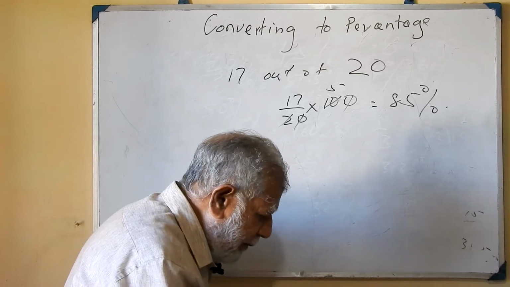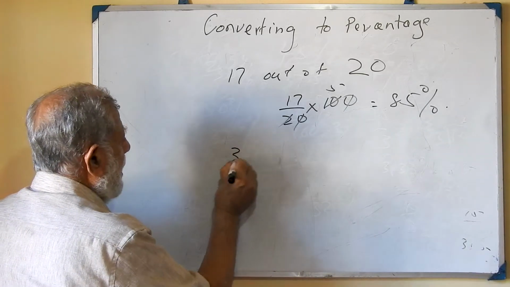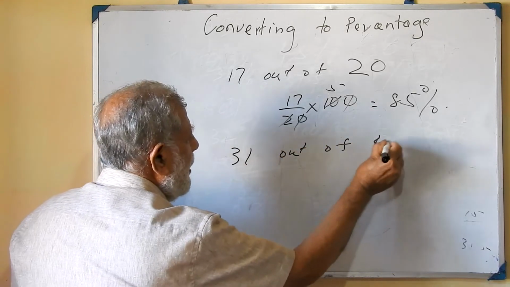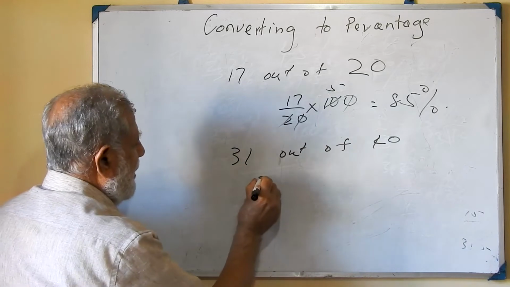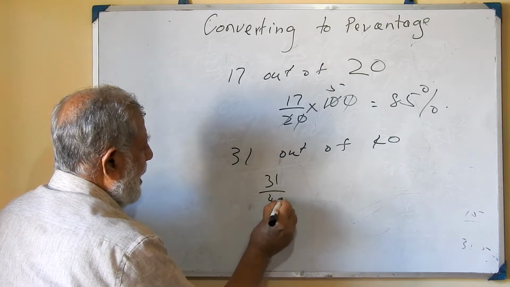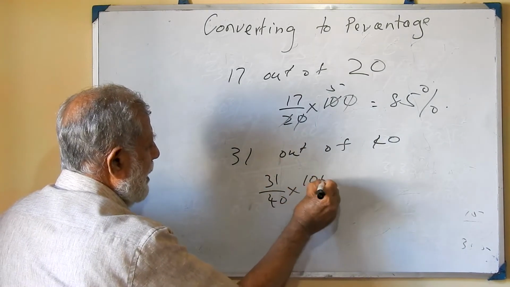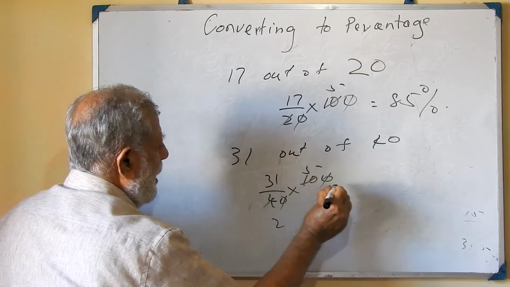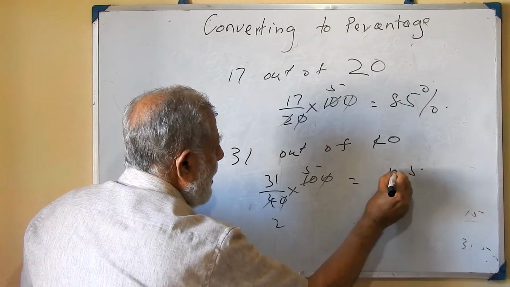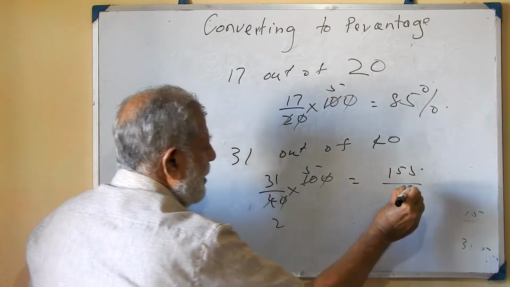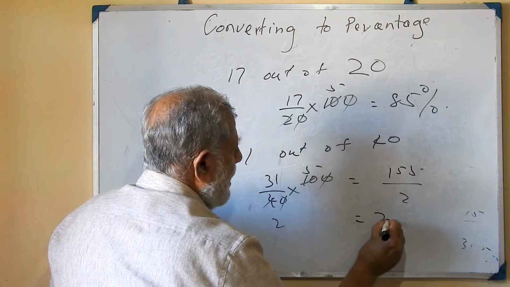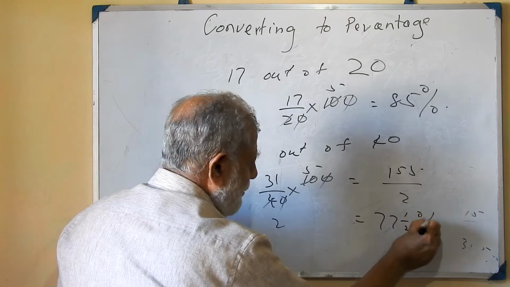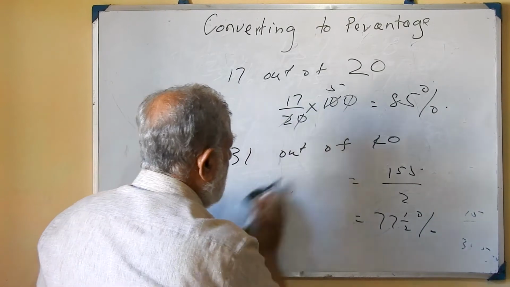31 out of 40. How to convert it to percentage? So 31, you write 31 upon 40 into 100. So 0, 0, 2, 5. That is equal to 7.5%. We'll take another example.